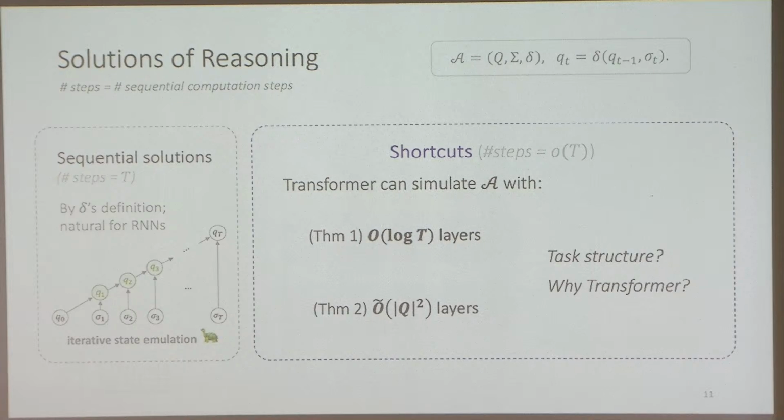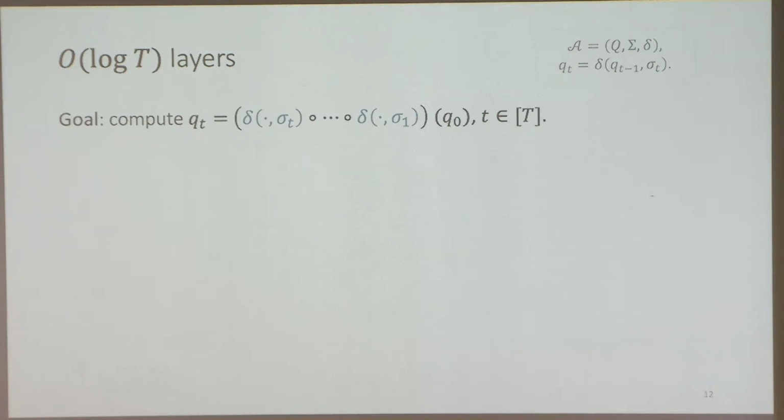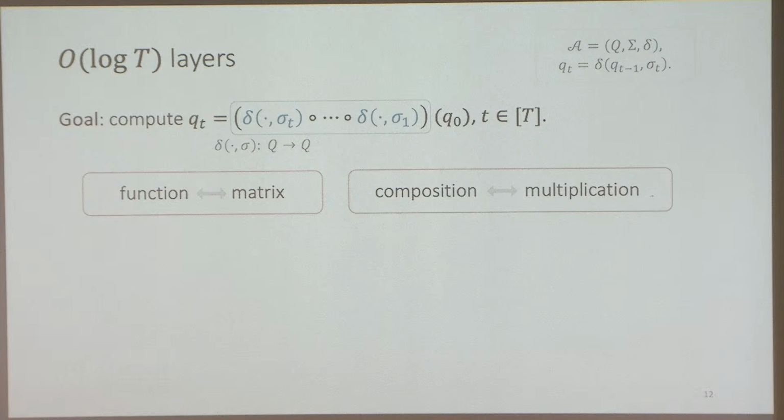All right, we'll start with the log t solution. Recall that our goal is to learn the mapping from the initial state q0 to the current state qt, where this mapping is given by a composition of functions. Each element in the composition is a partial application of the transition function on the current input sigma. So now we have a Q to Q function. And because Q is finite, these functions correspond to matrices, and function composition corresponds to matrix multiplication.